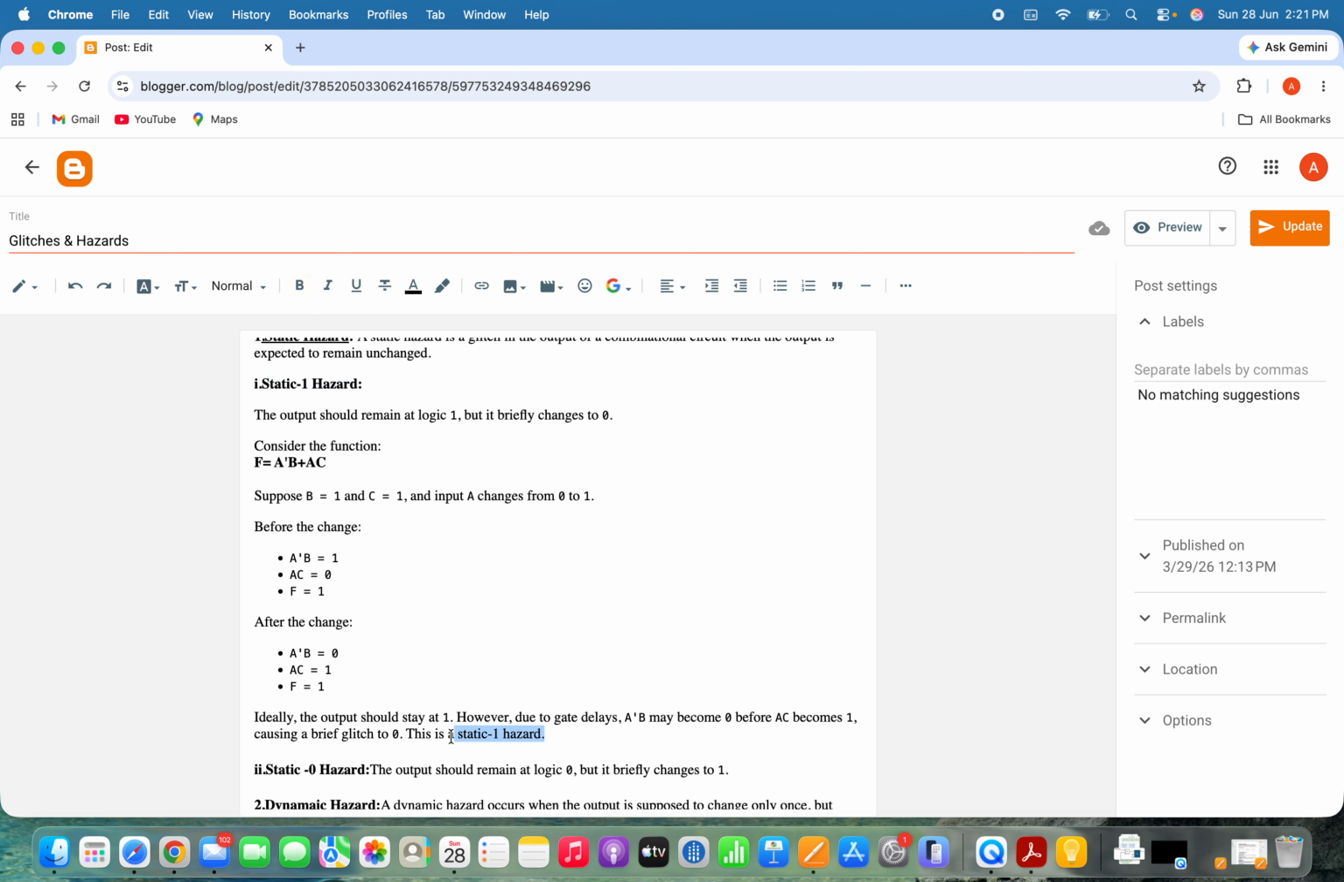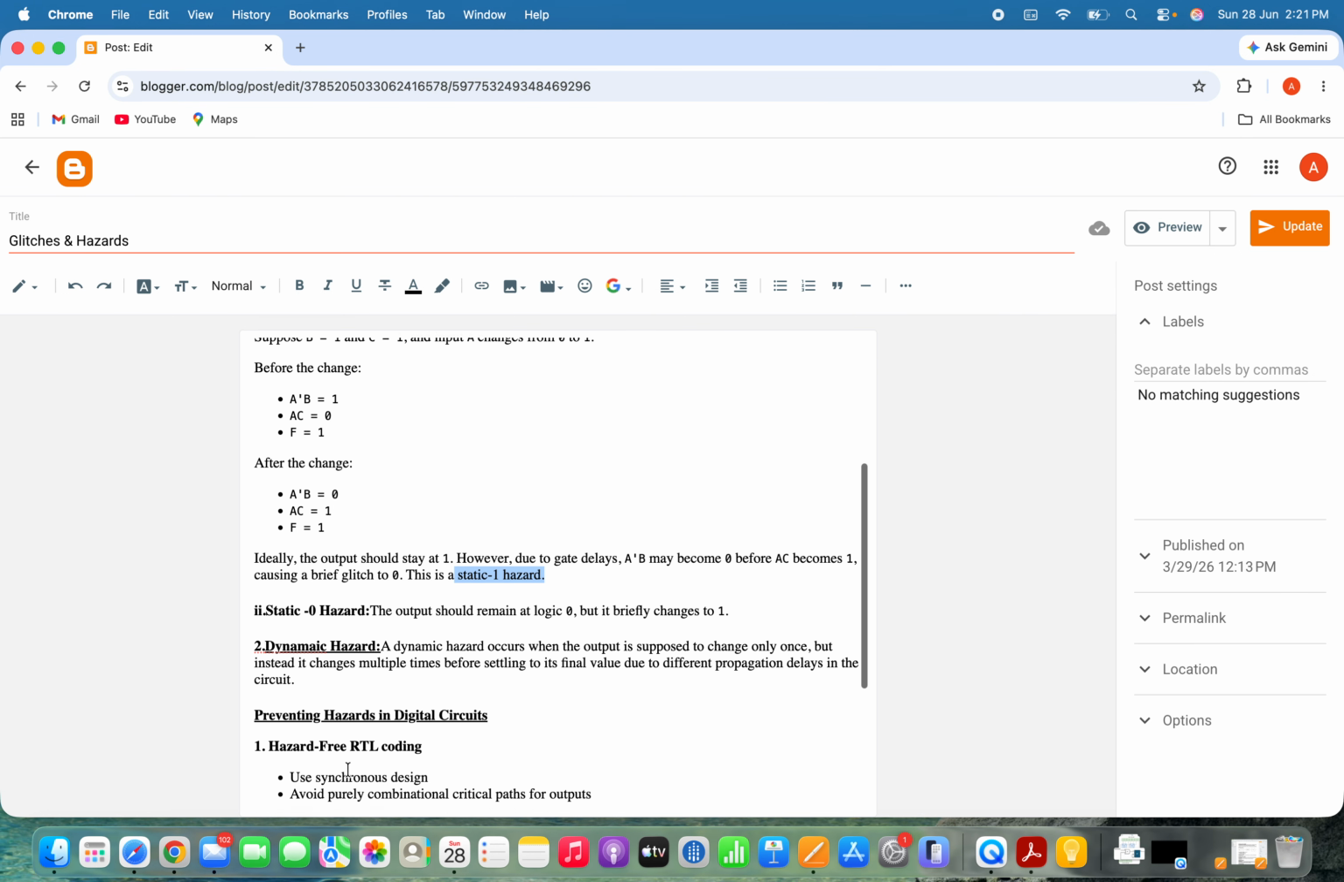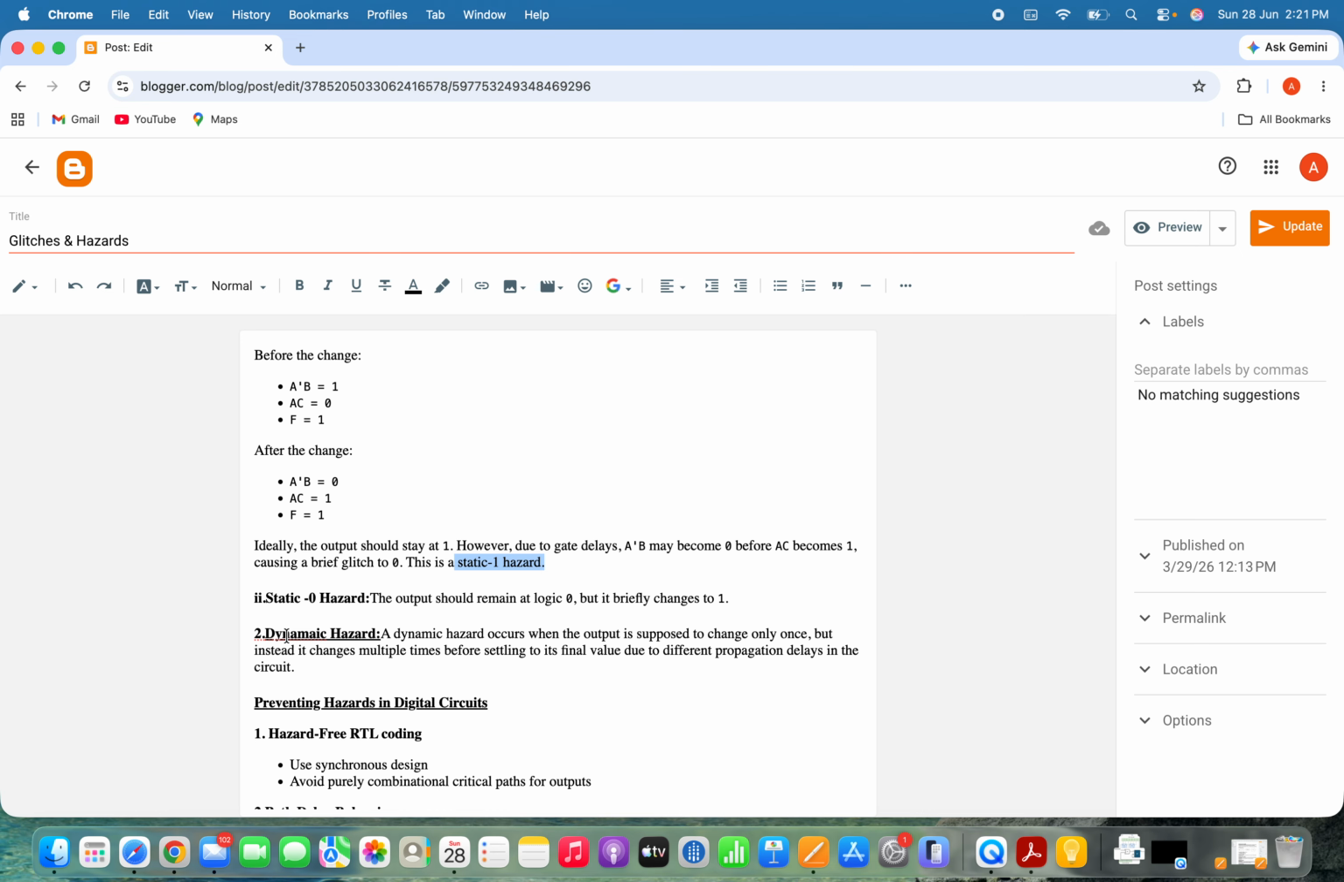Similarly to static 1 hazard, there is another static hazard called static 0 hazard. A static 0 hazard occurs when the output should remain 0 but it briefly becomes 1. The other type of hazard is called dynamic hazard. A dynamic hazard occurs when the output is expected to change only once but instead it changes multiple times before settling to its final value. This usually happens in multi-level combinational circuits due to multiple delay paths.